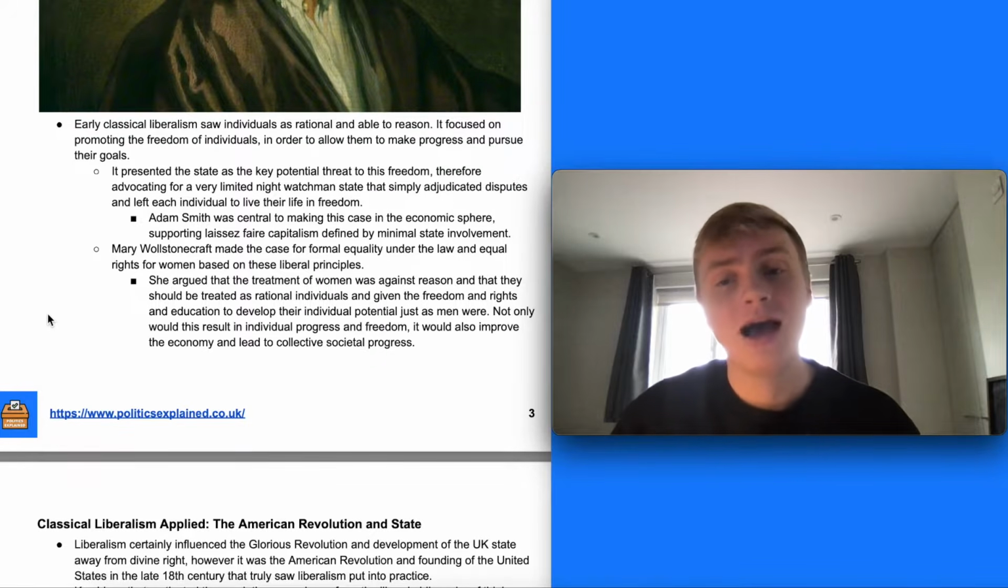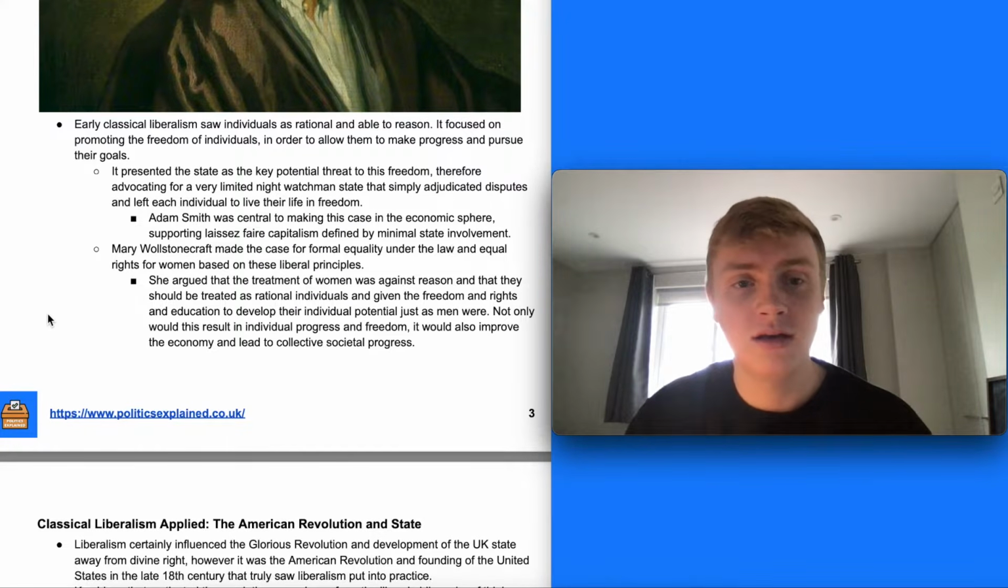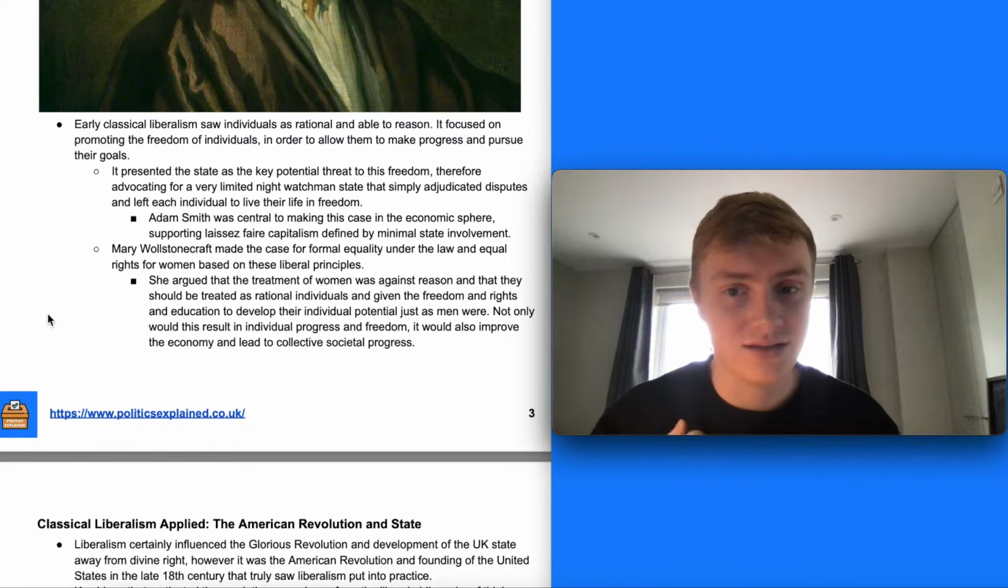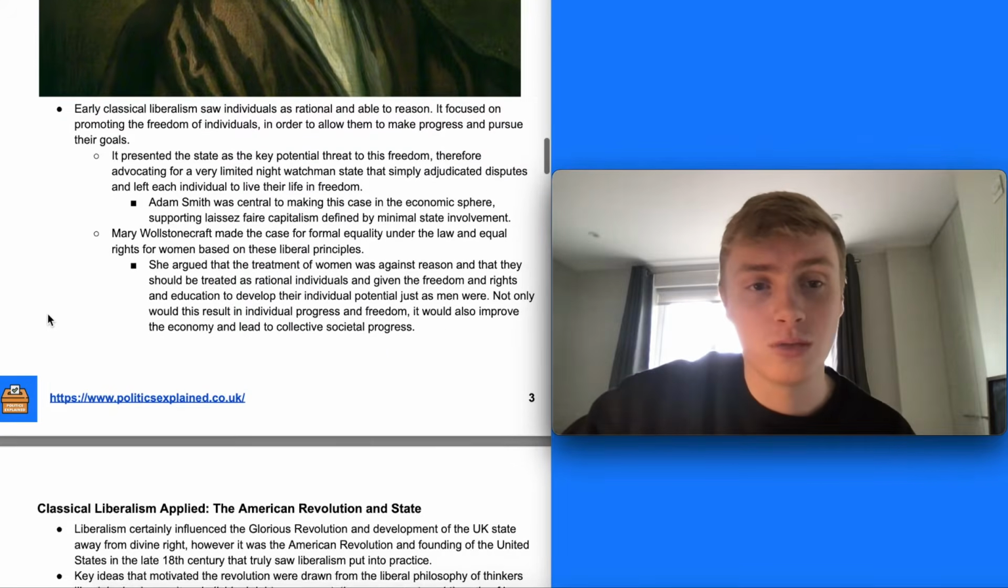And in the economic sphere, and we'll look at this in much more detail later in the video, Adam Smith was quite key in classical liberalism. This is the first strand we're looking at. It's described as classical liberalism in advocating for laissez-faire capitalism, so very minimal state intervention in the economy as well.